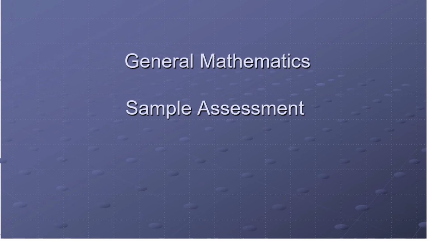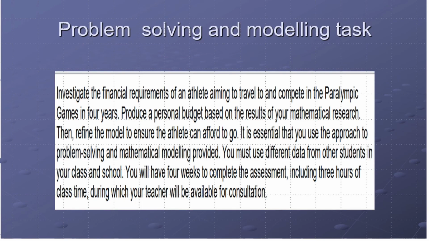Okay. General maths. Problem solving and modelling task. Again, more life related, less abstract than methods, but we're looking at the financial requirements of an athlete aiming to go to the next Paralympic Games. And can you come up with a budget? And then can you refine that model so the athlete can afford to go?